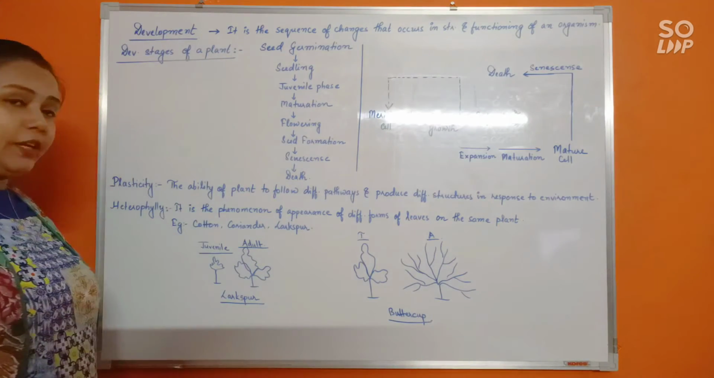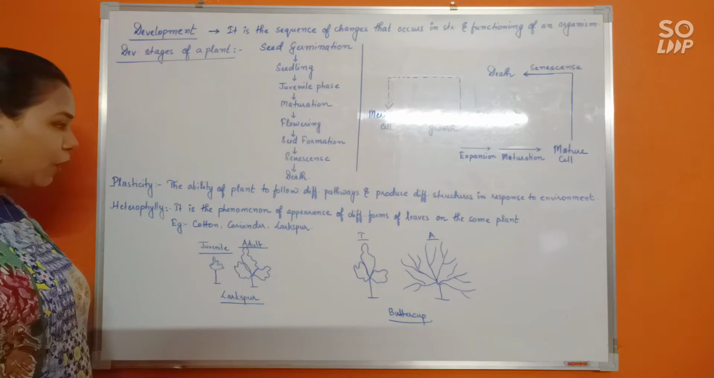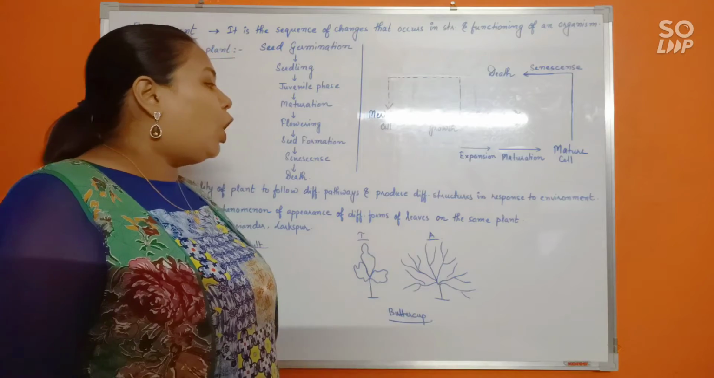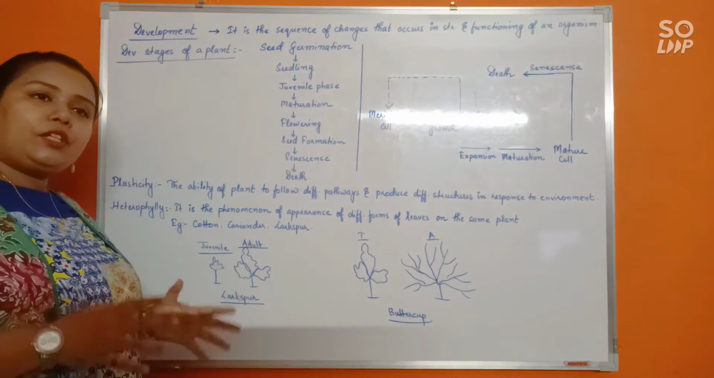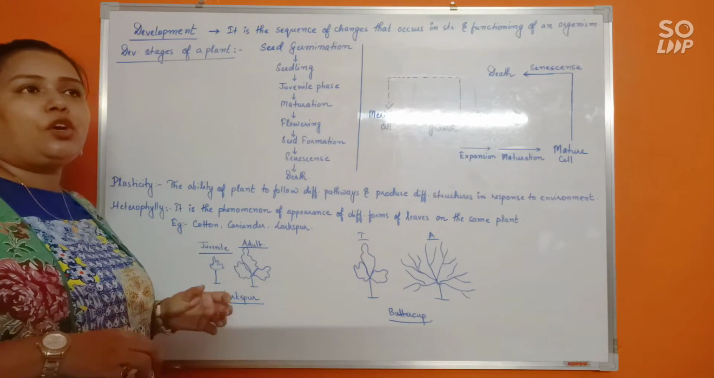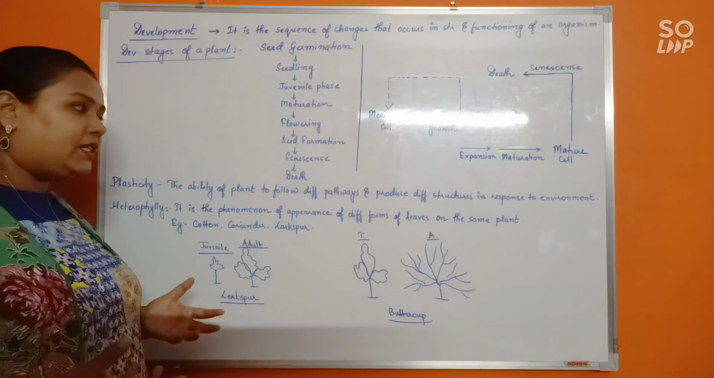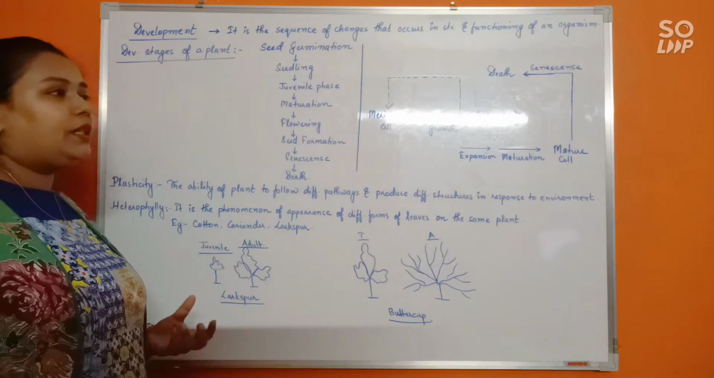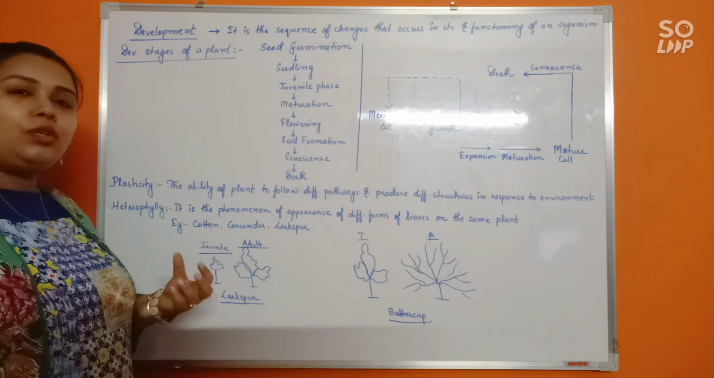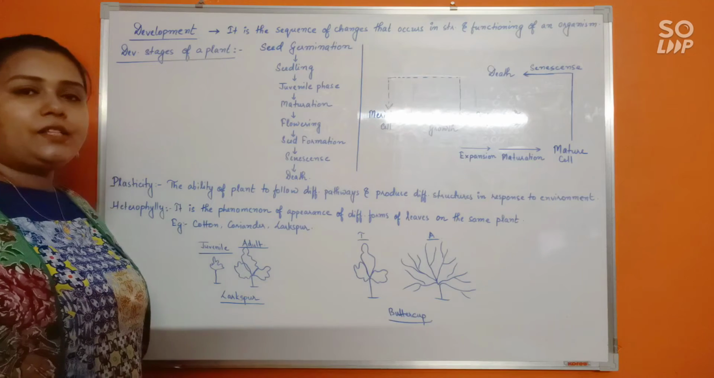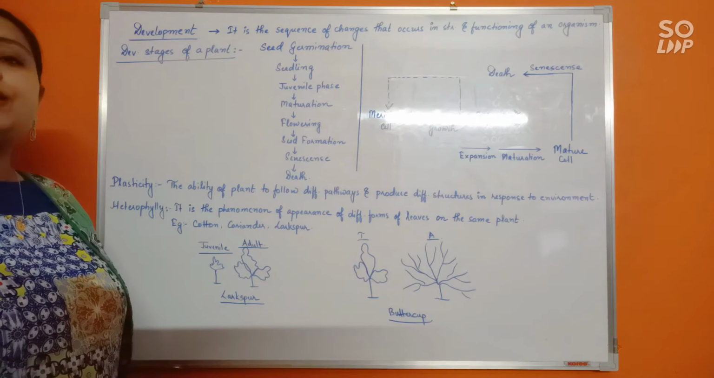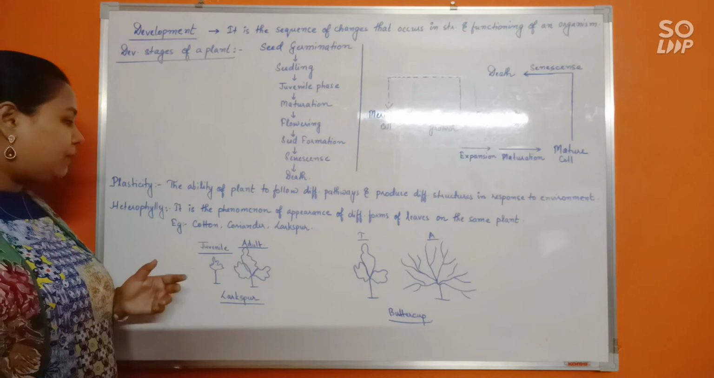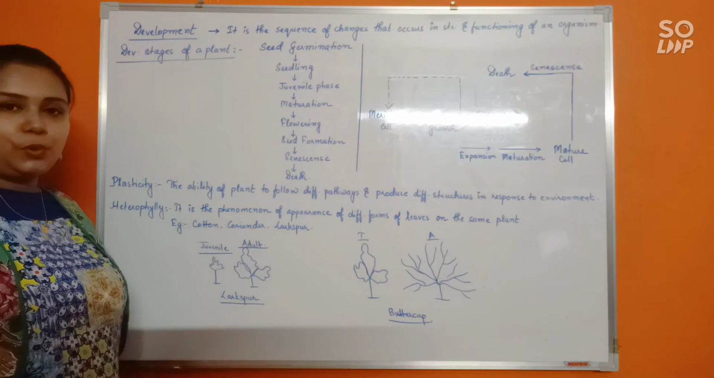Now, what is heterophyly? Heterophyly is the phenomenon of appearance of different forms of leaves on the same plant. So, in response to different environmental conditions or different types of growth patterns happening in the plant body, when two different appearances occur in the plant, that is called heterophyly. Two different types of leaves mainly will arise in the plant body, that is called heterophyly. Okay. Now, this heterophyly can be observed in certain plants like cotton, coriander, larkspur, etc.